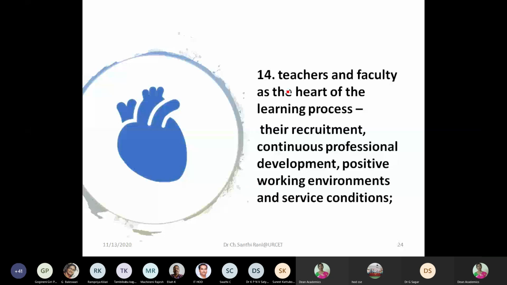And we know the teachers and faculty are at the heart of any learning process. Therefore, this policy takes the recruitment of teachers very seriously. It is going to put in many parameters and standards, continuous professional development, and positive working environments and service conditions. On all these factors, the NEP is going to concentrate. Because teachers are the heart of any learning process, their recruitment, professional development and service conditions are going to get many new rules.